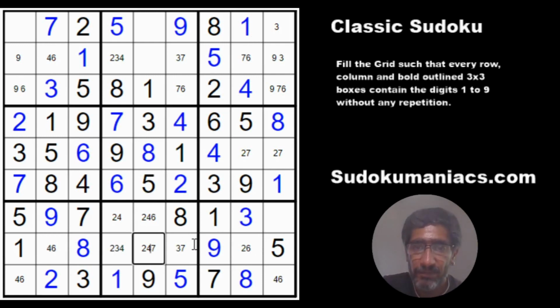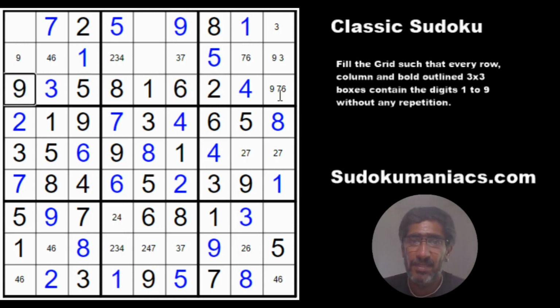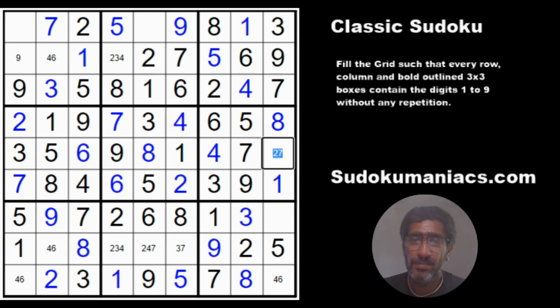Alright, now that we have eliminated the 6 from here, when I look at box 8, the digit 6 can only be in R7C5. Based on that, it would be here. This will be a 6. This becomes a 9, 7, 9, 6, 2, 2, 2, 7, 3, 7, 2.